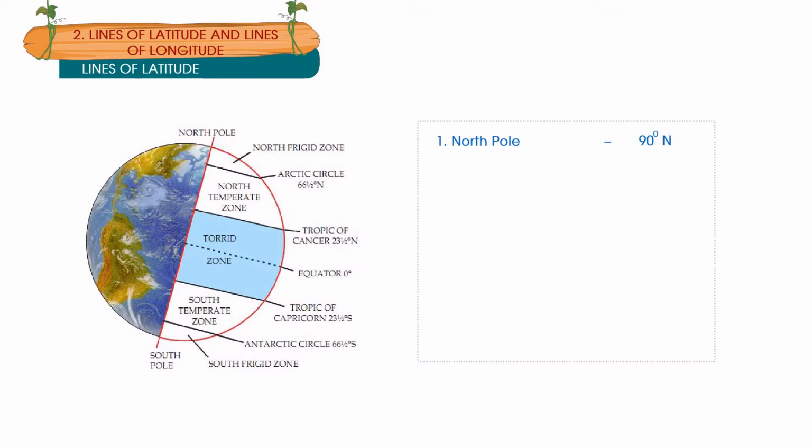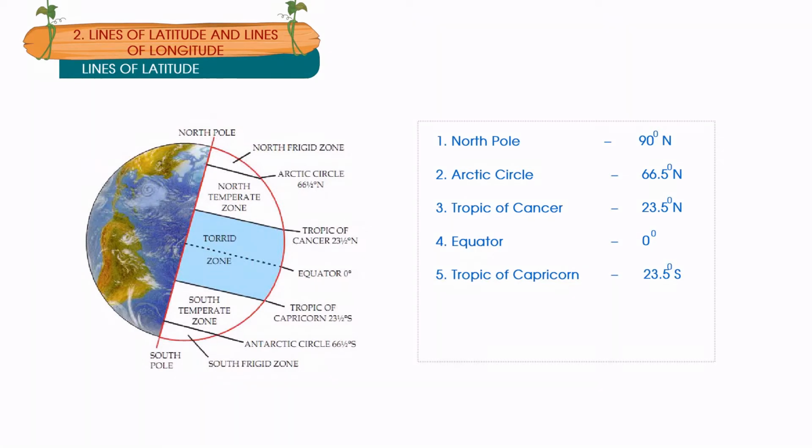1. North Pole, 90 degrees north. 2. Arctic Circle, 66.5 degrees north. 3. Tropic of Cancer, 23.5 degrees north. 4. Equator, 0 degree. 5. Tropic of Capricorn, 23.5 degrees south. 6. Antarctic Circle, 66.5 degrees south. 7. South Pole, 90 degrees south.